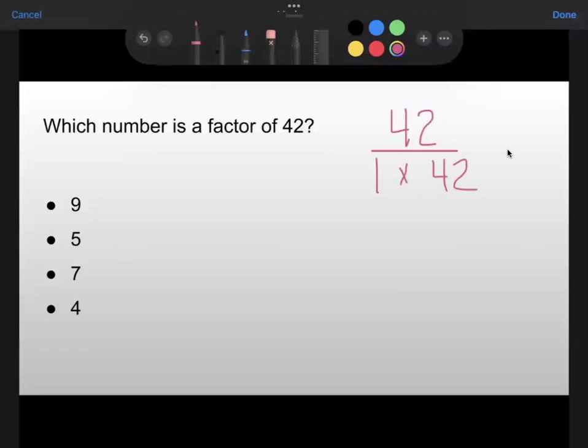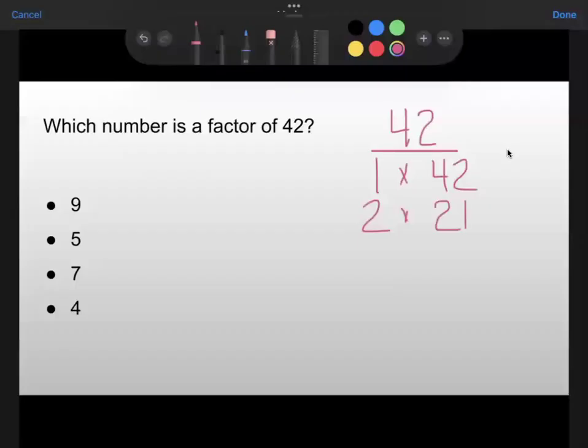42 is an even number, so I know 2 will work. I just have to figure out 2 times what gives me 42. And if I'm stuck on that, what I could do is divide it. I could do 42 divided by 2, and that would give me the other factor pair. But it should be 21.